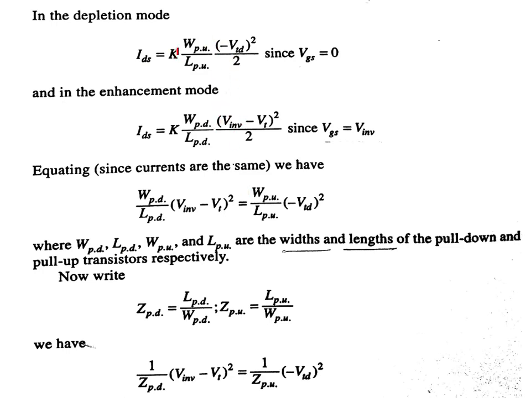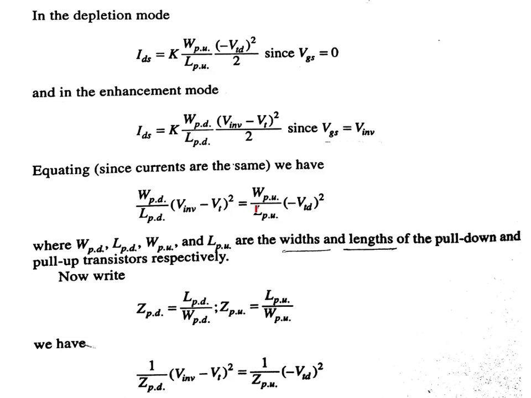You will get K cancelled, 2 and 2 cancelled. We will get W pull up divided by L pull up into minus VTD whole square by 2, equal to W pull down by L pull down into V invert minus VT whole square. But what is W by L? 1 by Z. Why? Z is equal to L by W, not W by L. That's why W pull down divided by L pull down is equal to 1 by Z pull down. Here W pull up by L pull up is equal to 1 by Z pull up.